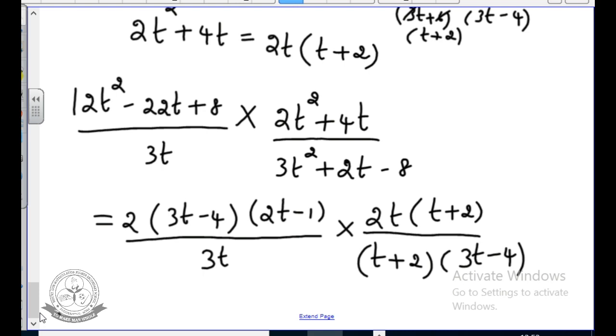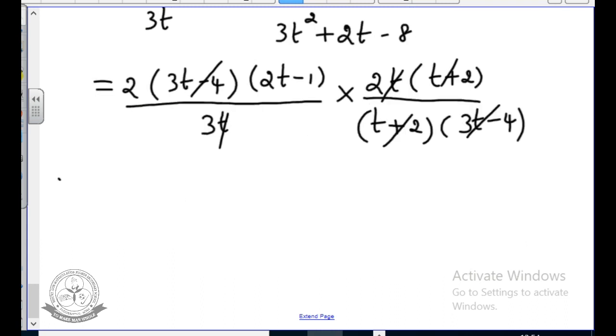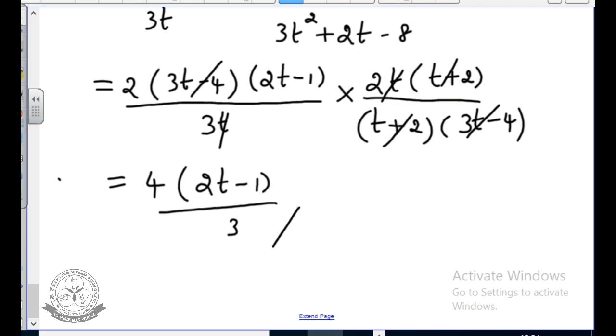Okay, here now we will do the cancelling. t cancels. Next, 3t minus 4 and 3t minus 4 cancel. t plus 2 cancels. So the remaining terms are, for the numbers, 2 twos are 4. So 4 into the balance one, 2t minus 1, divided by 3. Okay, take down this. Okay, thank you children.